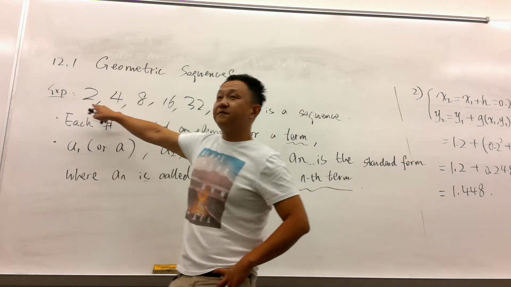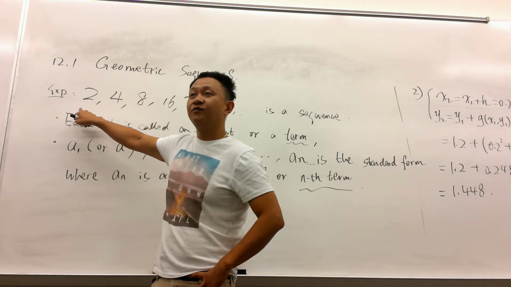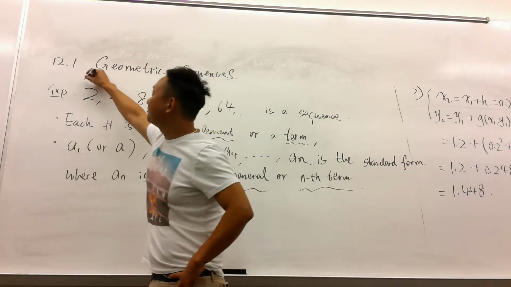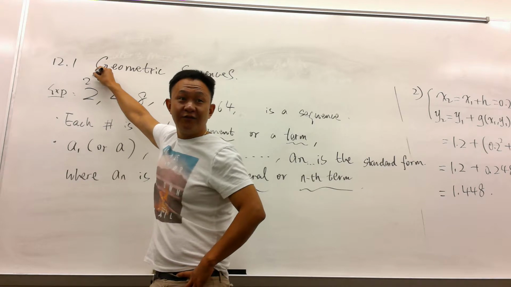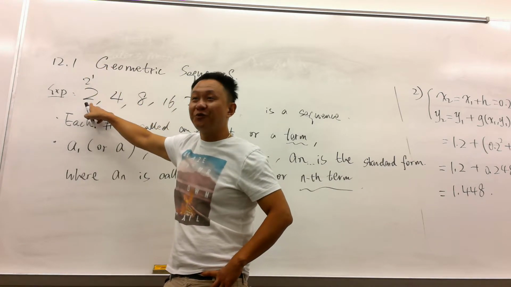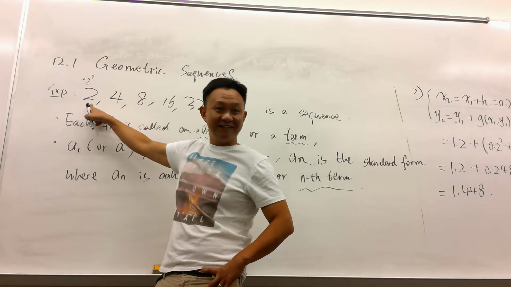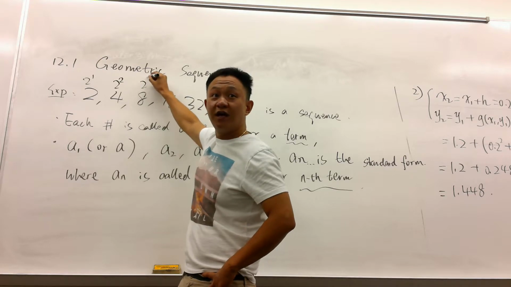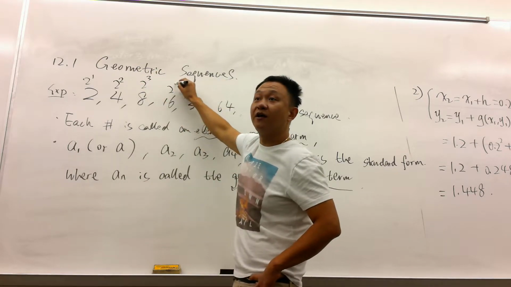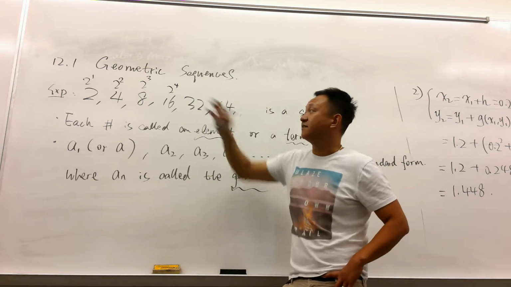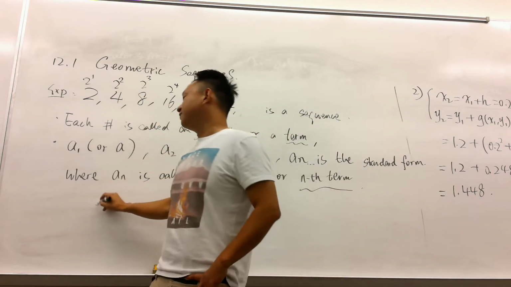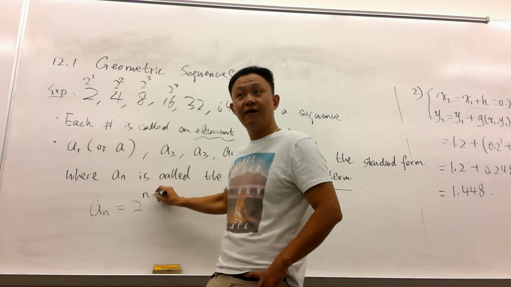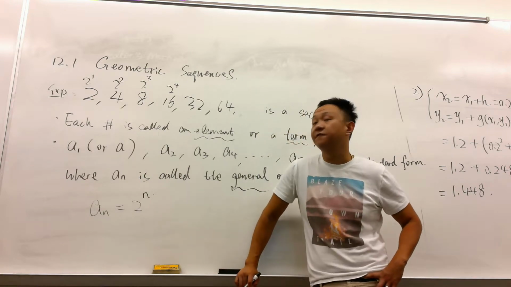You can kind of see the first term is 2 to the what? 2 to the 1. Am I right? And then 4 is 2 to the 2, and 8 is 2 cubed, and 16 is 2 to the 4th. So if we want to represent this geometric sequence, the general term an should be 2 to the power of n. That's what we mean by a formula for the general term.